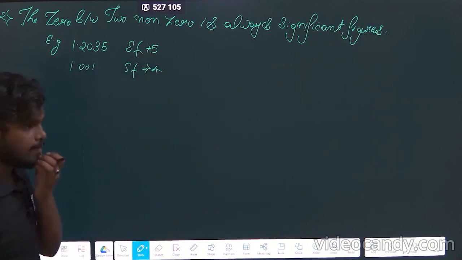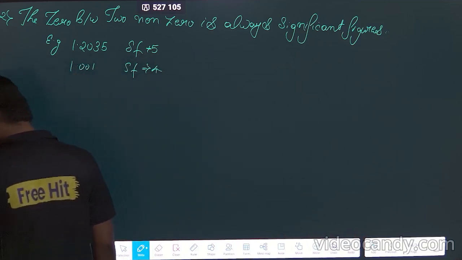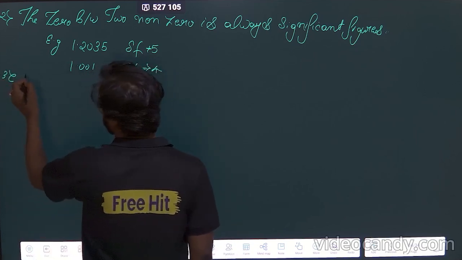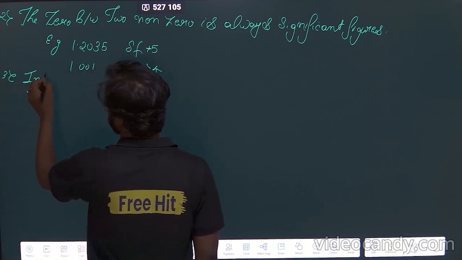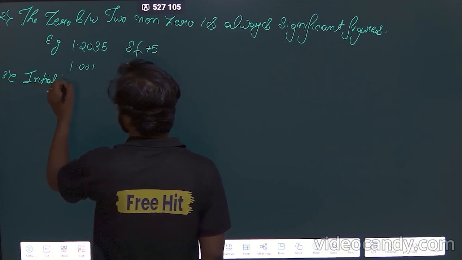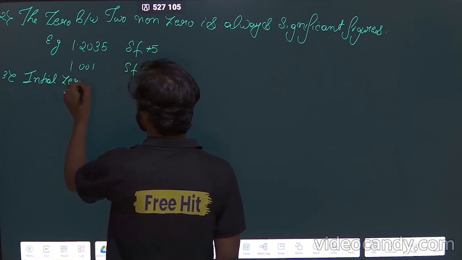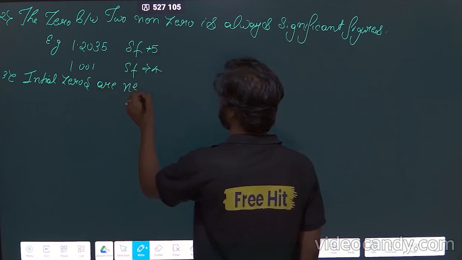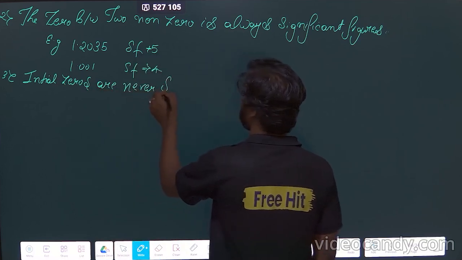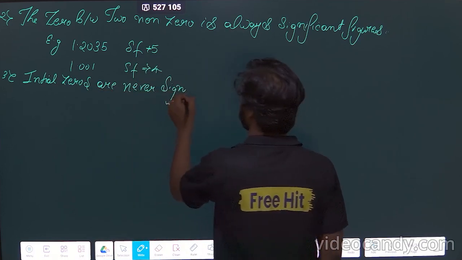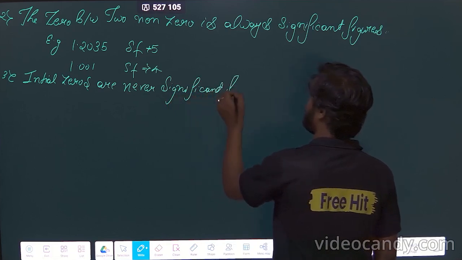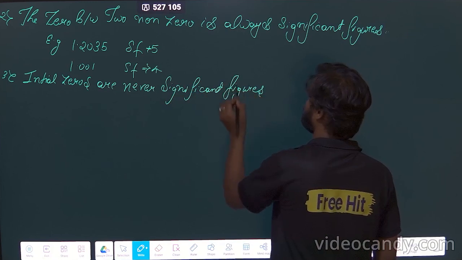Okay. Now the next rule is initial zeros are never significant figures. Initial zeros are never a significant figure.